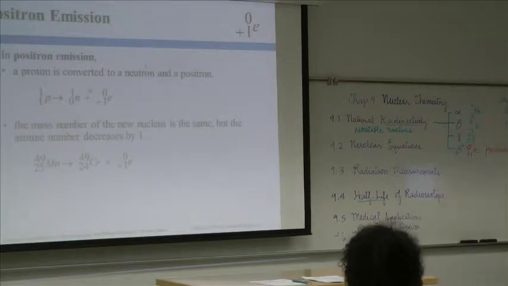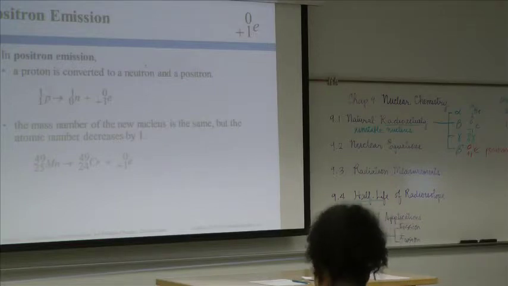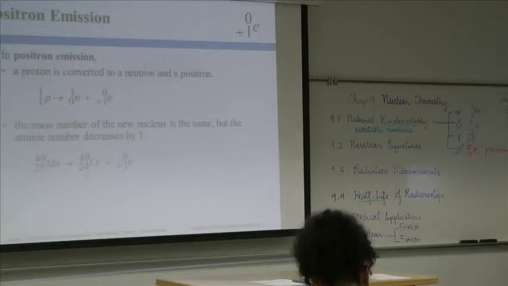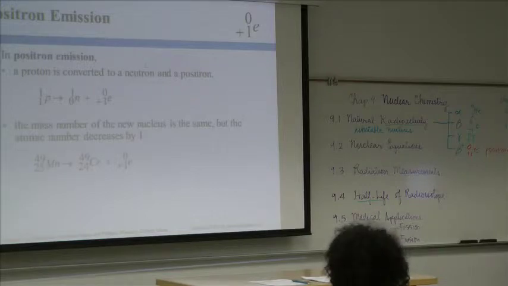So positron, what's a positron? It's an anti-electron or beta plus. So how do we get a positron when a proton converts to a neutron, right? The mass number of the nucleus will be the same, but the atomic number will decrease by one. So for example, manganese 25 goes to chromium 24. And so when you see that, that's it. The atomic number decreases by one.